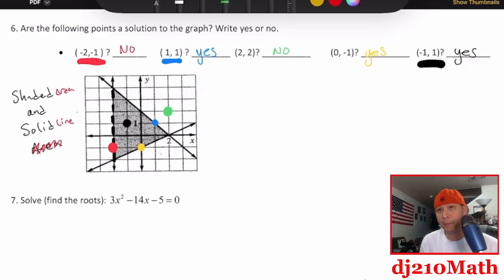So again, big takeaway, shaded area. And if it's on a solid line, the solid line must be touching a shaded area. So the big thing here is dotted line. For sure, dotted line is not a solution if the point falls on the dotted line, even if it is in a shaded region. All right.